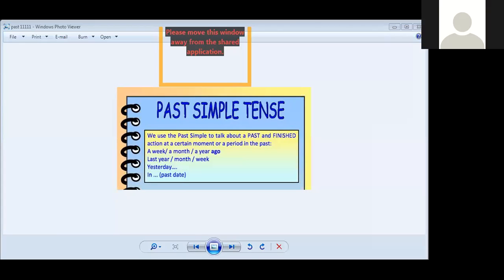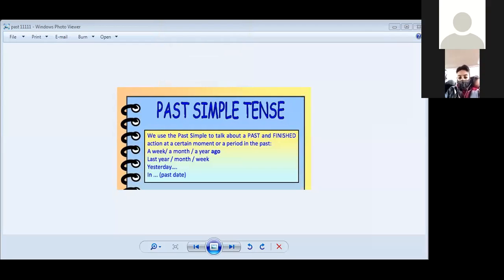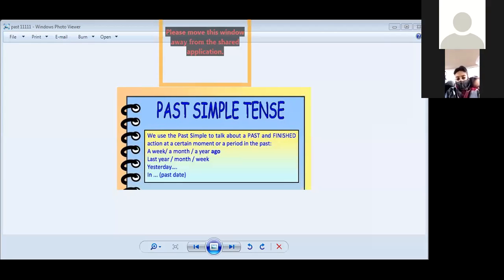Our lesson for today, okay, student? So today we are going to talk about simple past. Today we are going to discuss when to use simple past and how to use simple past, okay, student? So when to use simple past?